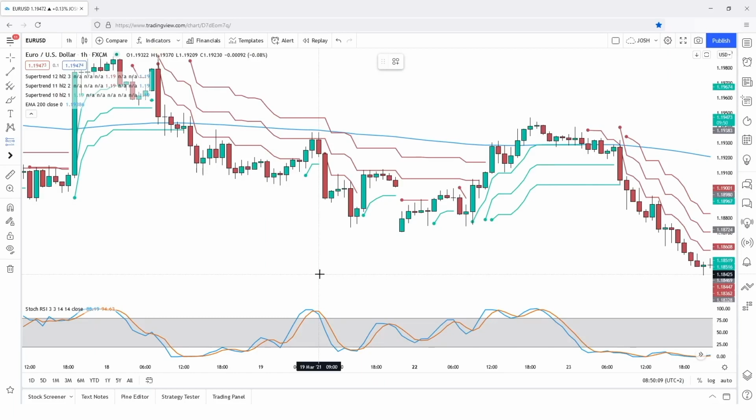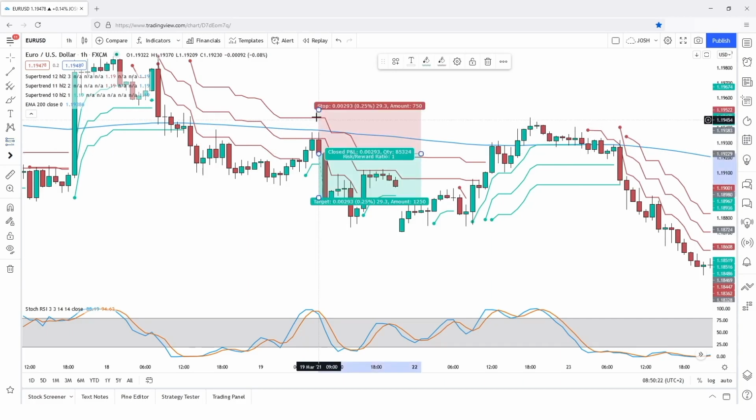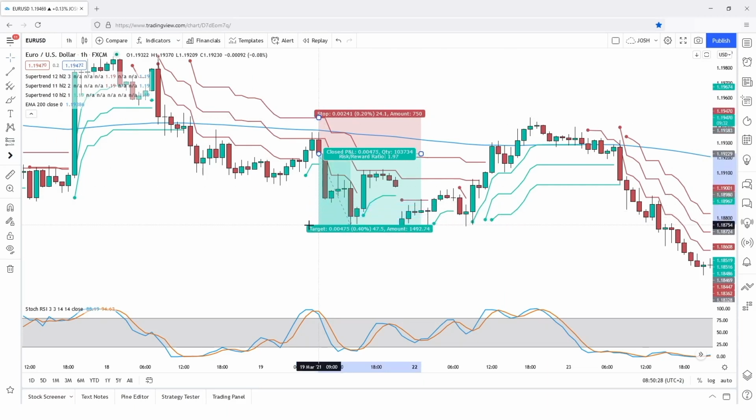Here we have the crossover above the 80 of the Stochastic RSI. Price is below the 200 EMA, and we have two Supertrend lines above the price. We then enter just before the close of this candle, place our stop loss at the second line of the Supertrend, and our take profit is on a fixed 1-to-2 risk to reward.